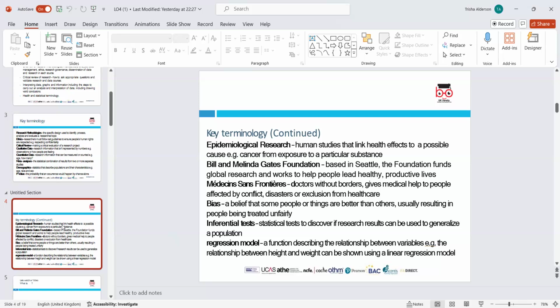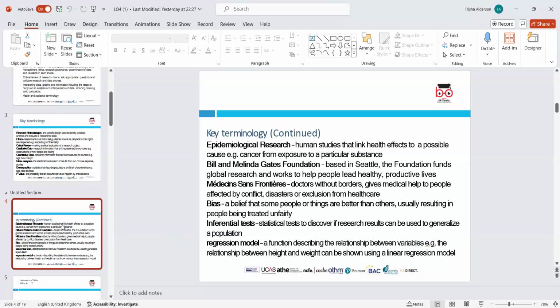The Médecins Sans Frontières is another one that's mentioned, and that means Doctors Without Borders. And this organisation gives medical help to people who are affected by conflict, especially in war-torn areas, disasters, when you have things like earthquakes or volcanic eruptions, or people who are otherwise excluded from healthcare services.